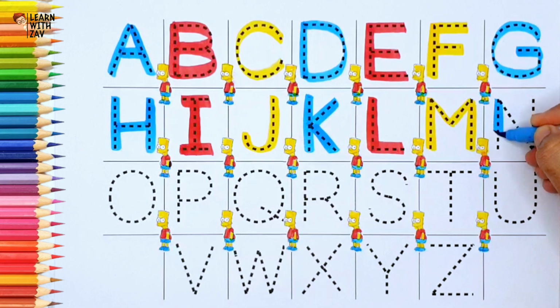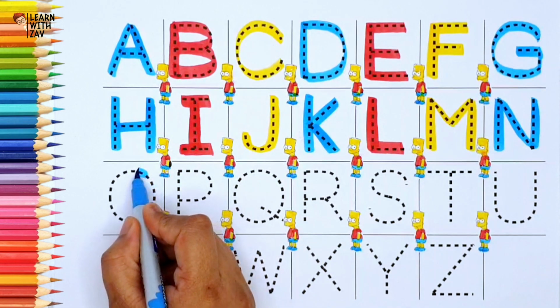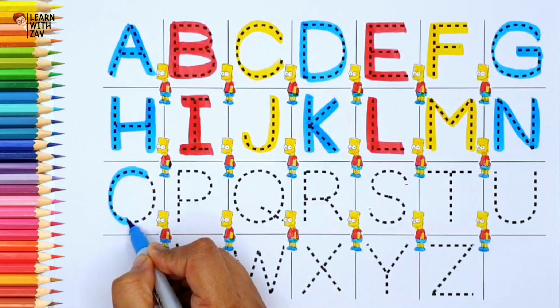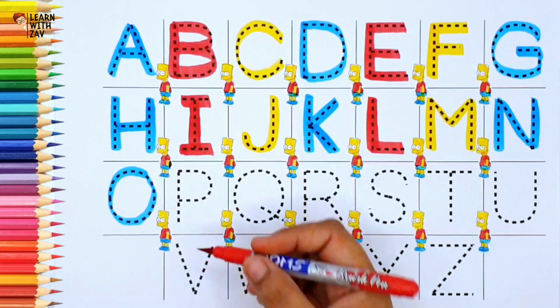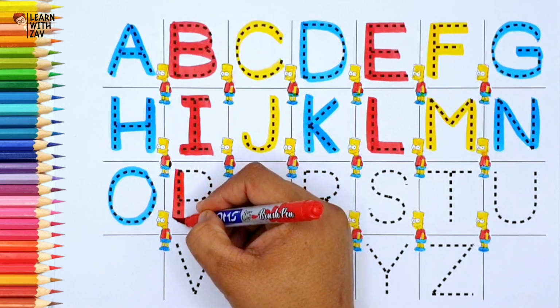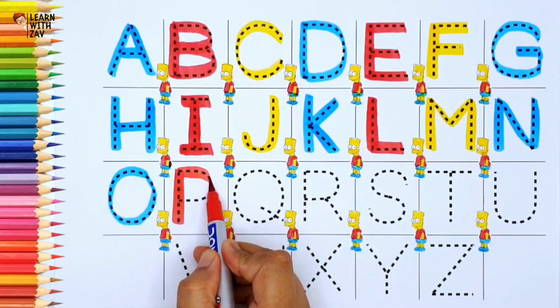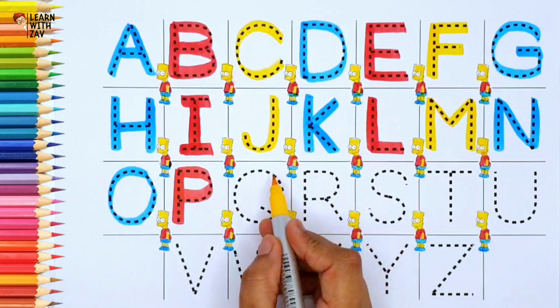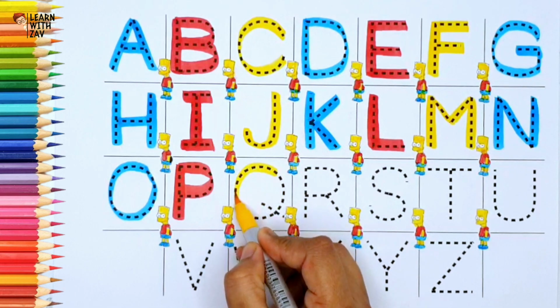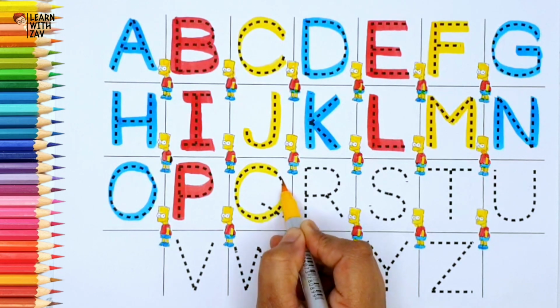N, N for nest. O, O for owl. P, P for parrot. Q, Q for quail.